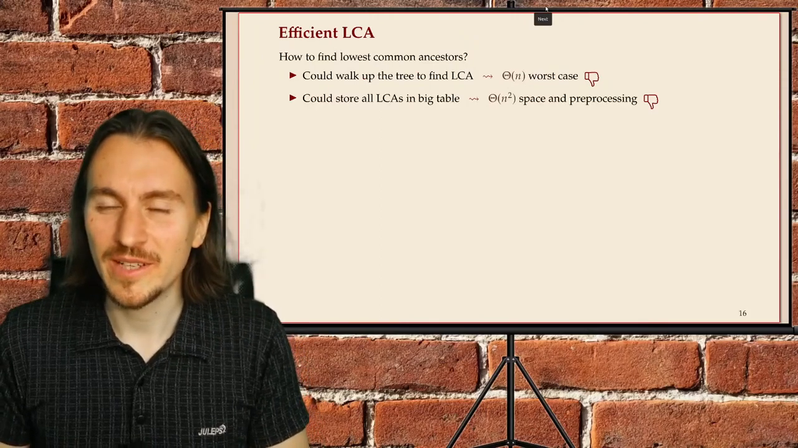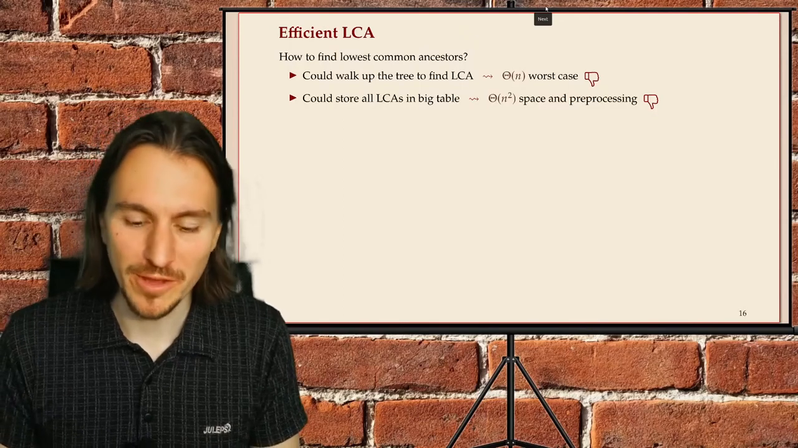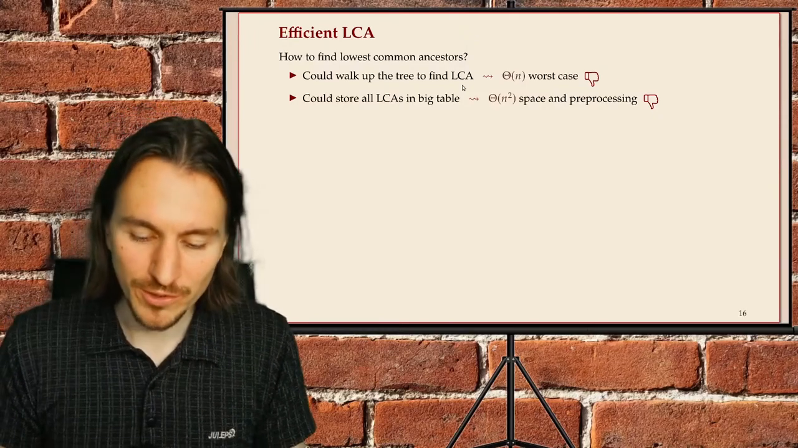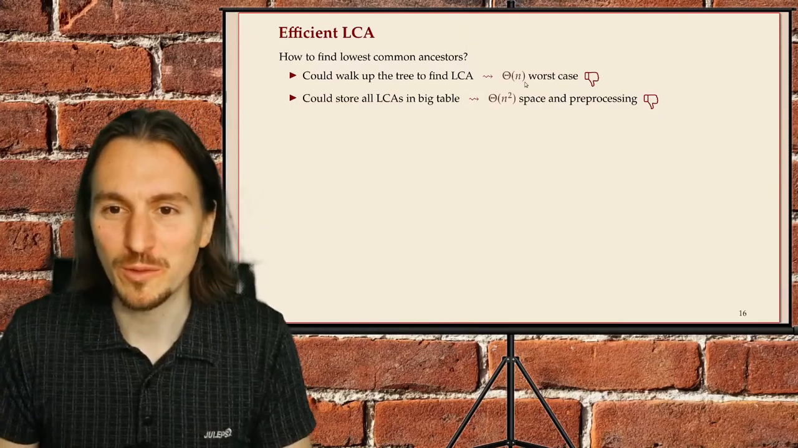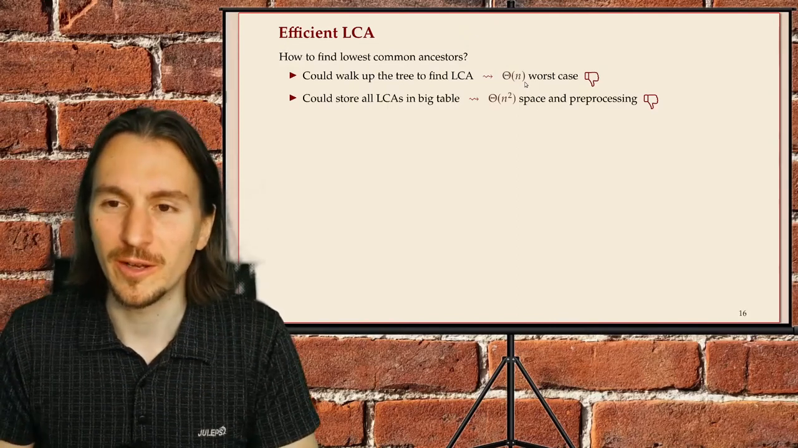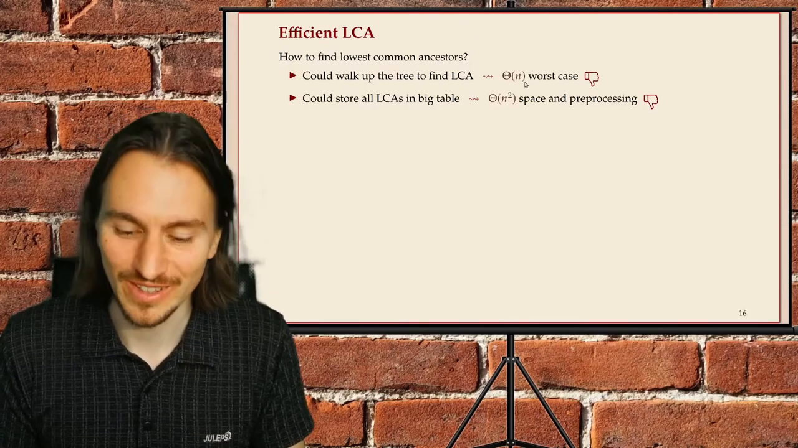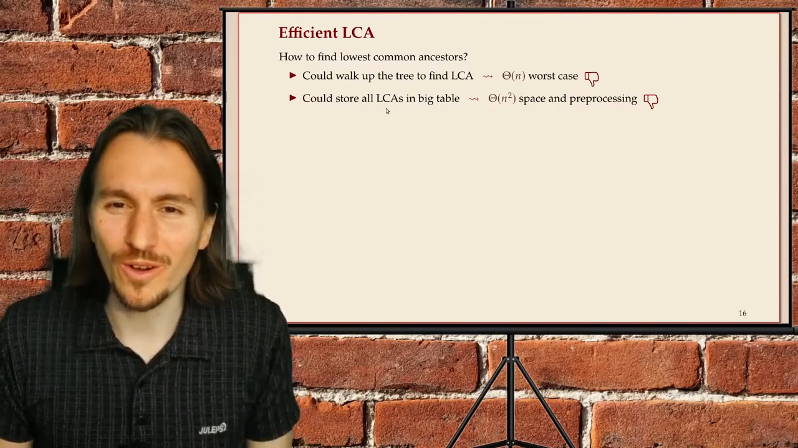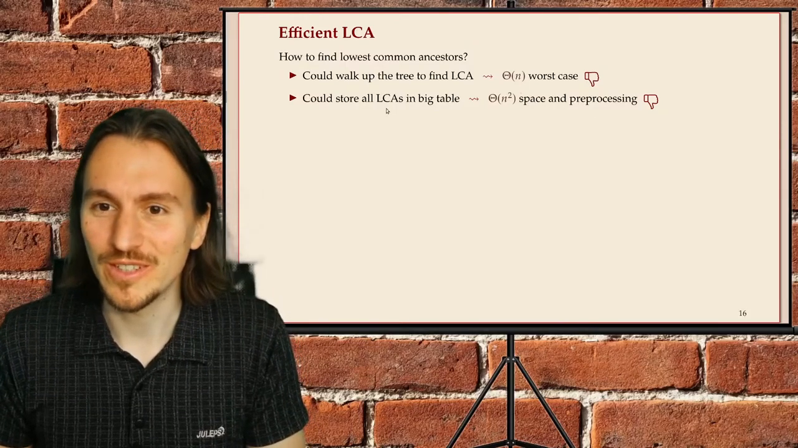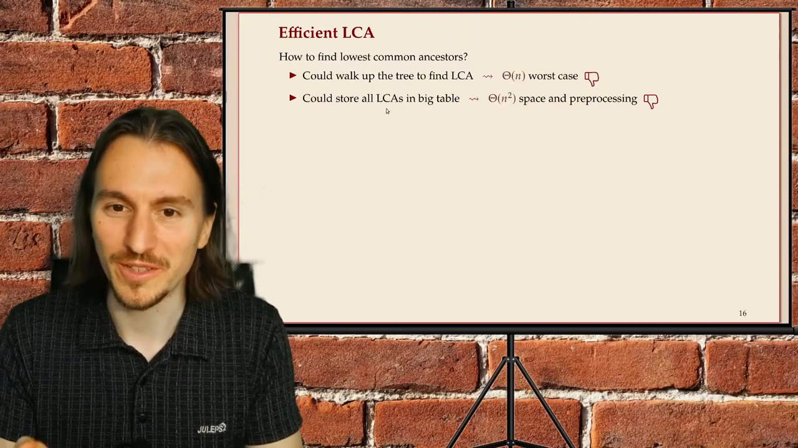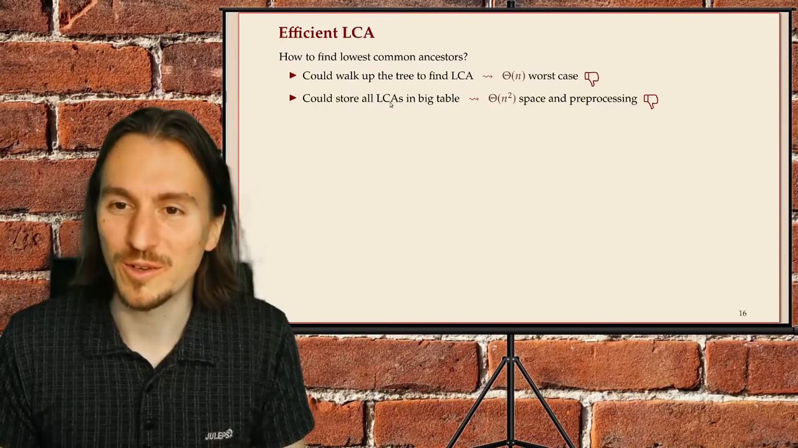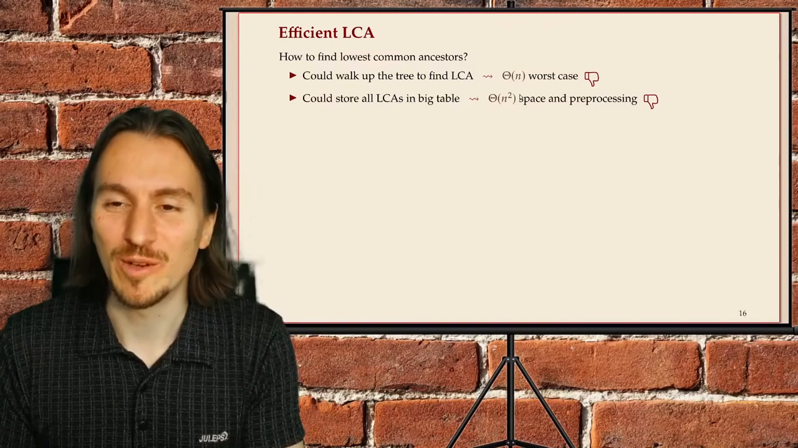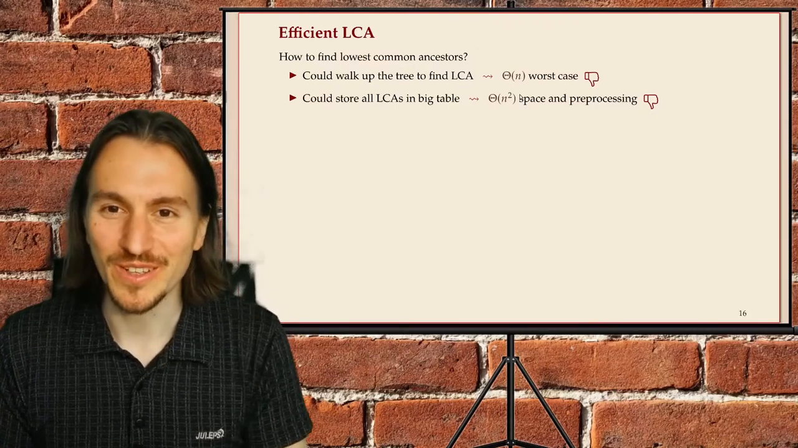How can we answer these LCE queries? We could do simple things. We could start at the leaves and walk up the tree until we find a common node. That is possible, but it can be slow. In the worst case, you have to walk through the entire tree, and there's no bound on the height of a suffix tree better than linear. The other option would be to pre-compute all the possible longest common extensions or lowest common ancestors in a big table. But that table is very big, so even just writing it out to memory would take quadratic time, and that again is not interesting for the problems we have.